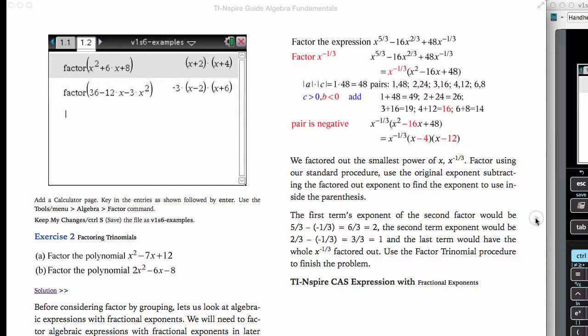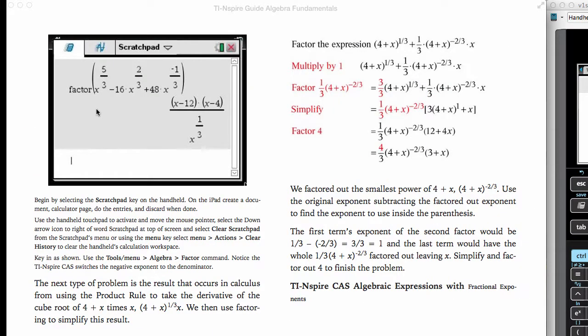Let's turn the page and take a look at this on our calculator. So we put in x to the 5/3 minus 16 x to the 2/3 plus 48 x to the minus 1/3. We use our fraction template for the exponent. When we tell it to do this, it gives us x minus 12 times x minus 4.